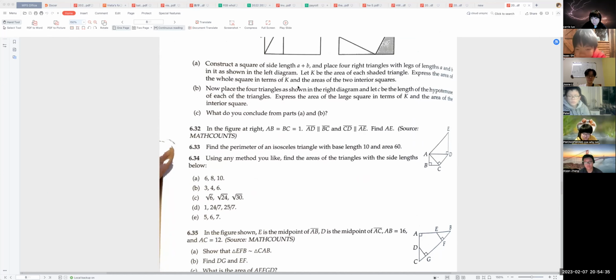6.32, everybody. If Ping Ping, you don't have the paper, you can look at this screen for this. You have it? Okay. So everybody, 6.32, you have 1 minute to give me the answer. Okay, I'm going to explain this question. AB equals BC equals 1. AD is parallel to BC. And CD is parallel to AE.